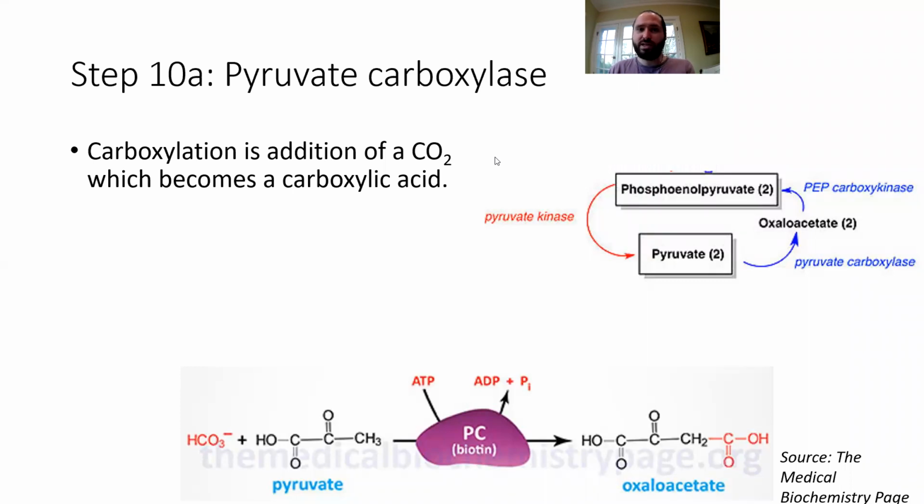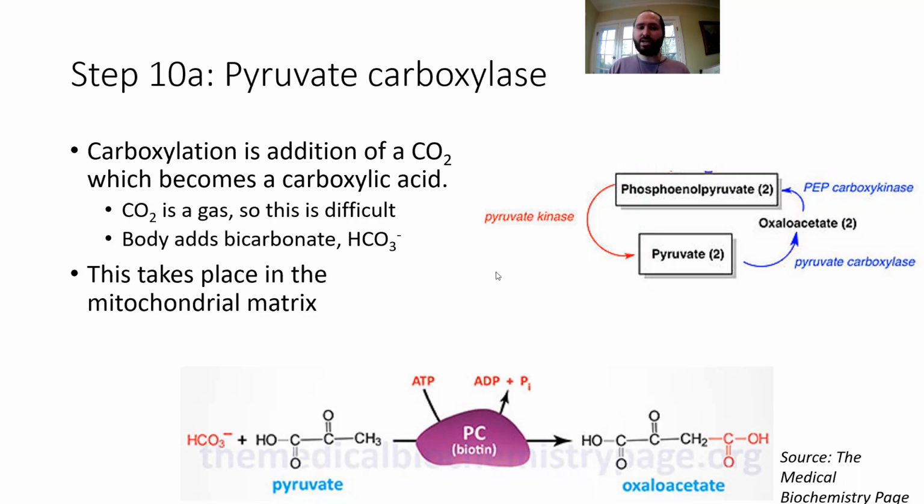So carboxylation here is the addition of a CO2, in the form of bicarbonate, becoming a carboxylic acid. We now have a dicarboxylic acid with an alpha keto group. So we have oxaloacetate. This reaction actually takes place in the mitochondrial matrix. We know that pyruvate gets translocated into the mitochondrial matrix for pyruvate dehydrogenase and the subsequent citric acid cycle reactions. So when we want to do gluconeogenesis, we'll start in the mitochondria where our pyruvate ended up prior to PDH and the citric acid cycle.